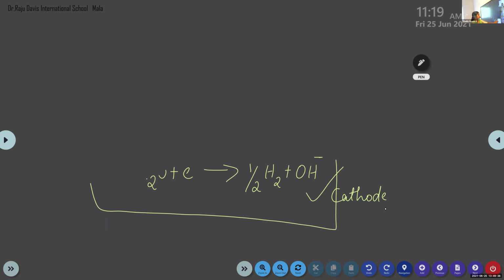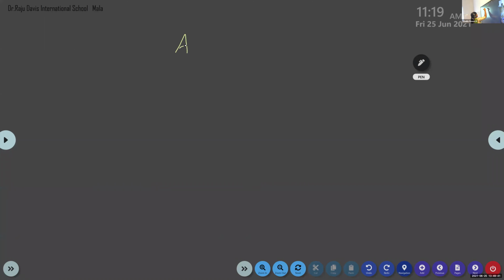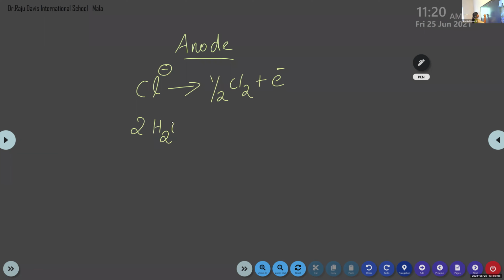In the case of the anode also, there are two possible reactions. First one, chlorine. Here it is oxidation. So Cl minus ions become half Cl2 plus electron. Then one more reaction takes place there, in the case of H2O. 2H2O dissociates to O2 plus 4H plus plus 4 electrons. These two chemical reactions take place in the case of aqueous sodium chloride.